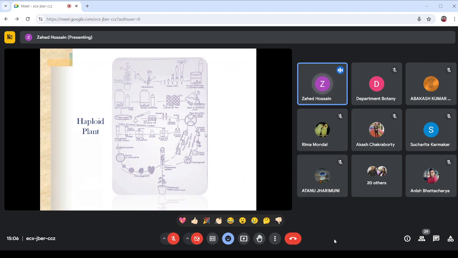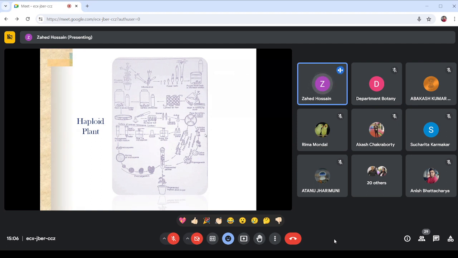Another aspect is you can raise haploid plants. That's very important, because if you select the anther or the pollen as explant, then there is a high possibility that you can raise haploid plants, because these are in haploid structure. So haploid plant production is one of the advantages of using plant tissue culture.